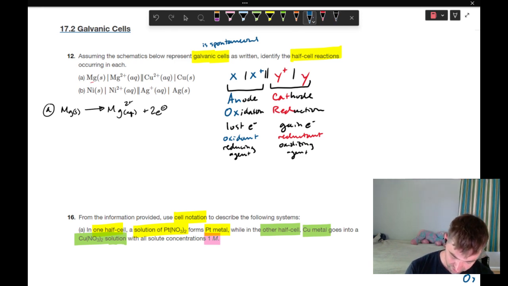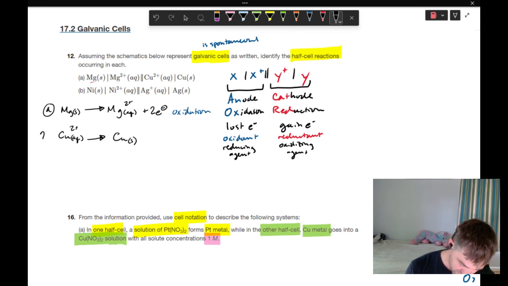So that would make this oxidation. Oxidation is loss of electrons. Magnesium is losing electrons. And then we have copper, aqueous, with a 2 positive charge, to copper solid. And the reverse is true. So we need 2 electrons on this side to counteract that 2 positive charge. This is the site of reduction.